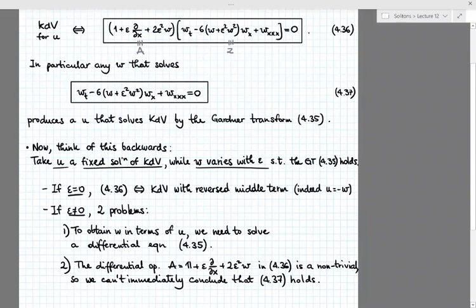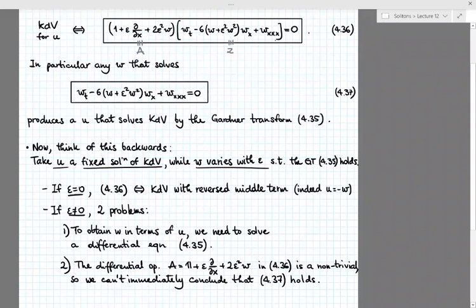Next, we want to address the second problem, that the differential operator A, which appeared in equation 4.36, is in principle non-trivial, so it might have a non-vanishing kernel, and so we cannot conclude that the quantity in brackets in 4.36, which we call Z, vanishes, so we cannot conclude that equation 4.37 holds. But since W is a formal power series in epsilon, the same is true of the quantity I called X in equation 4.36, so the expression in the square brackets.